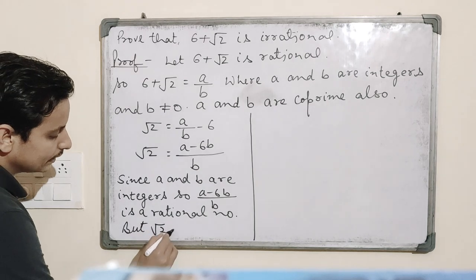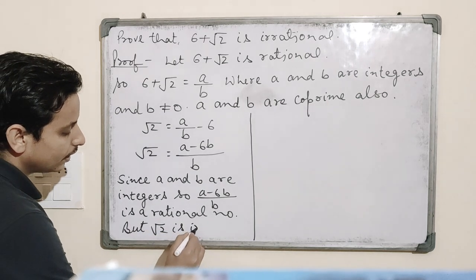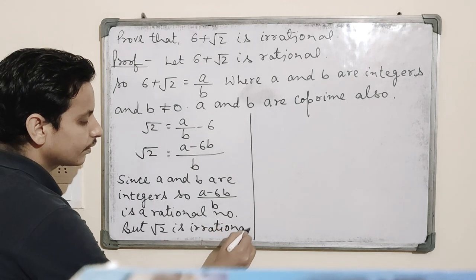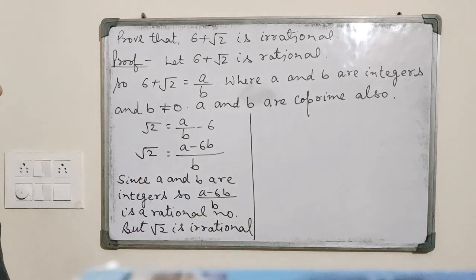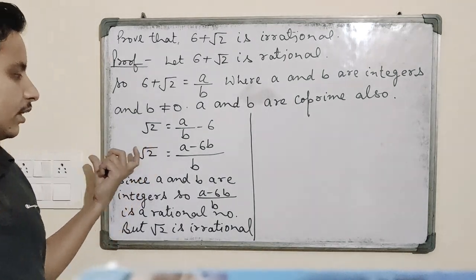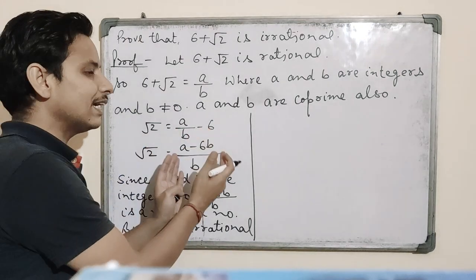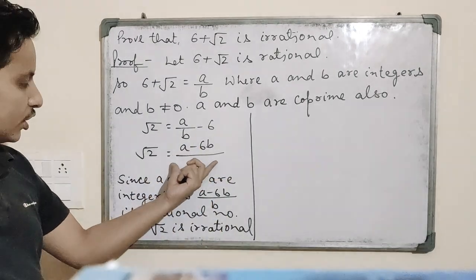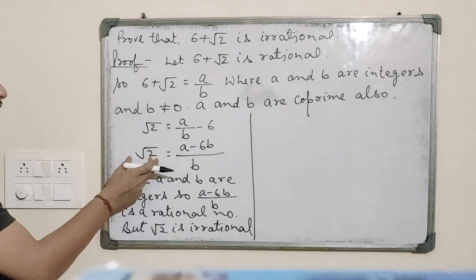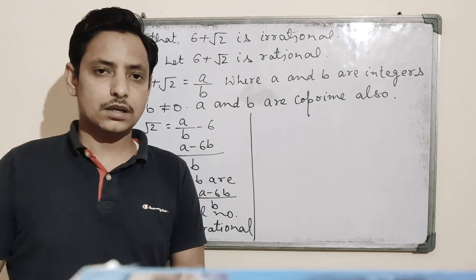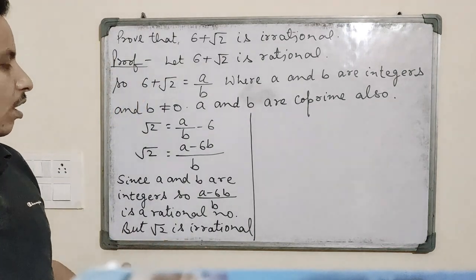A minus 6B upon B is rational, but under root 2 is irrational. So students, on the right hand side we see that this number is rational. On the left hand side we see that this number is irrational. So this is a contradiction. This is a contradiction because of our wrong assumption.